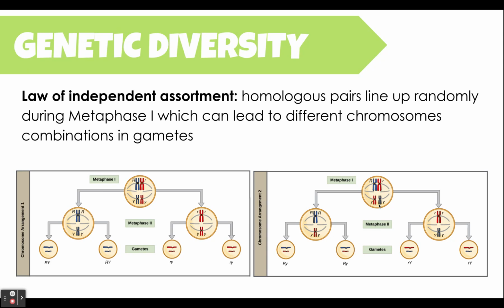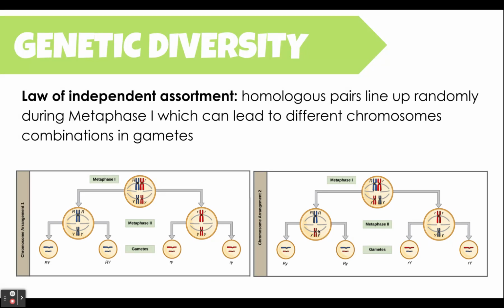But for the smaller chromosome, red was on the left, blue was on the right. So when these chromosomes go to separate during anaphase, what we get left with is this first round of division where we have the blue big one and the red little one. Whereas over here, we have the red big one and the blue little one.